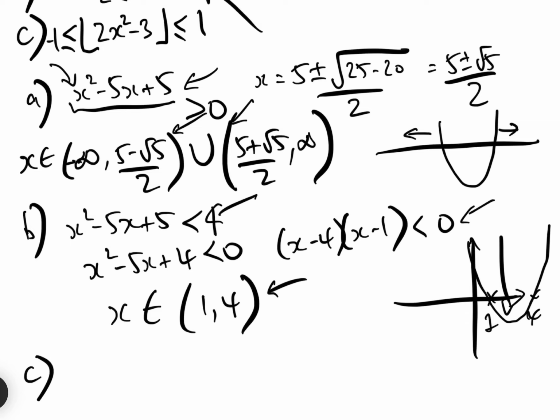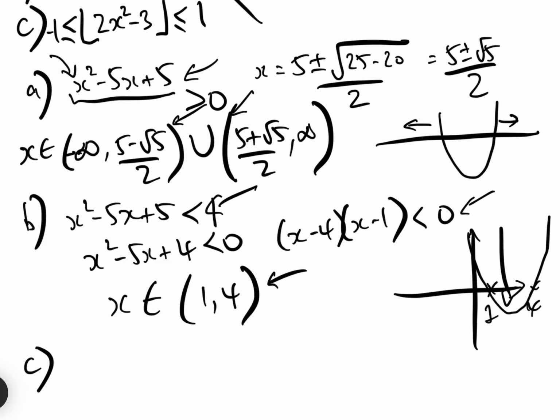Now let's have a look at C. C, let's keep it on the screen if we can. C is this one here. So basically the greatest integer function rounds it down to the nearest integer. So basically we need this to be between 1 and minus 1.